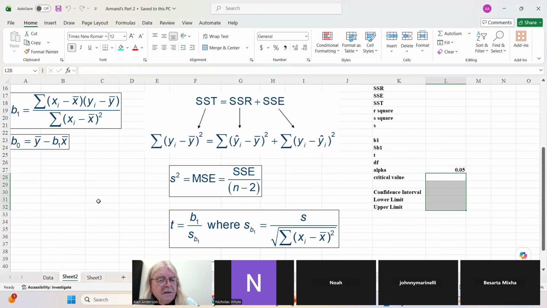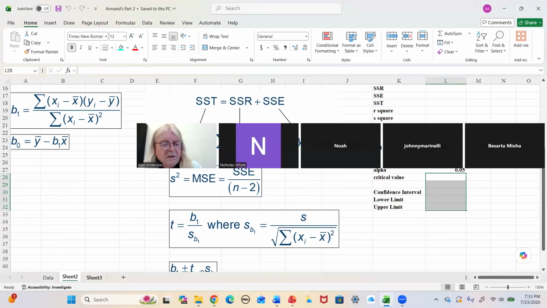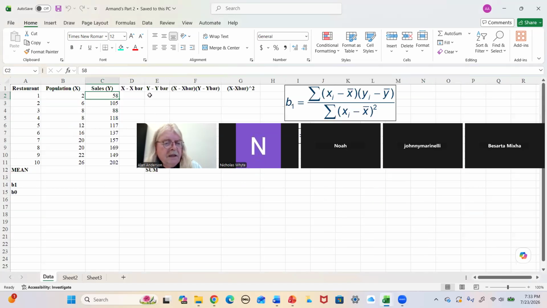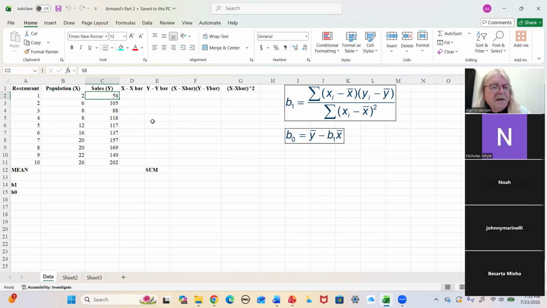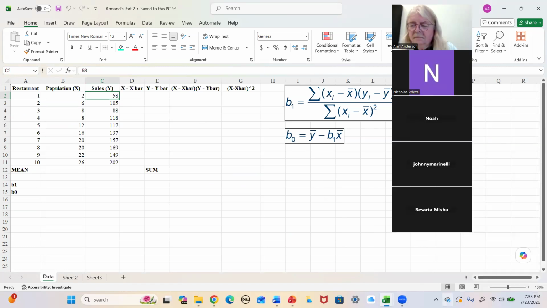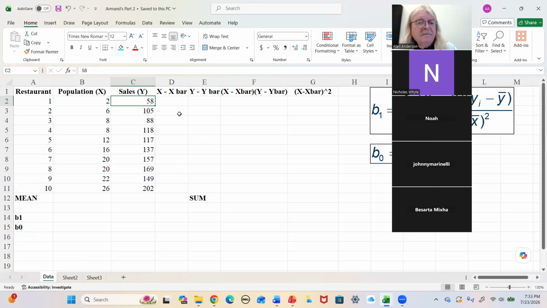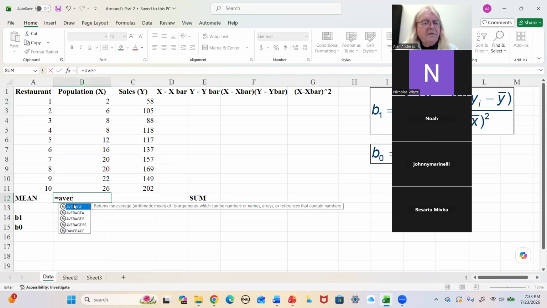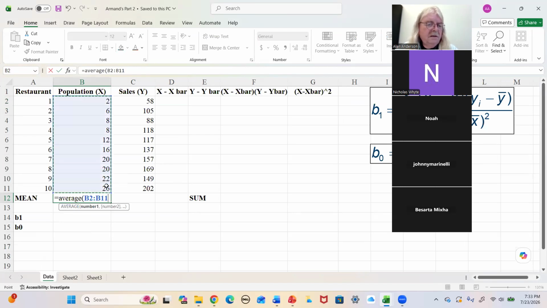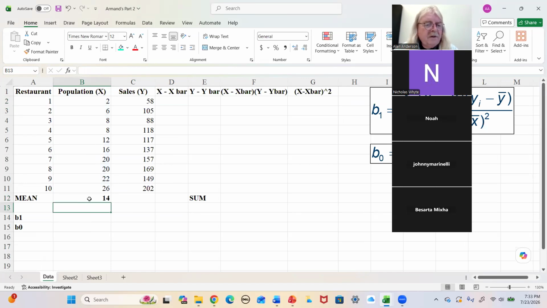Okay, so let's go to sheet number two, and we're going to start filling in some of these details. So first we need the means. So let's just do average. That's easy. Drag this across because they're both calculated the same way.